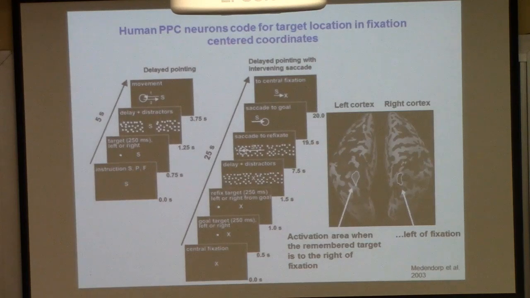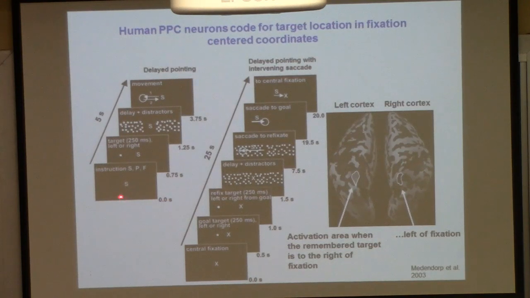This is an fMRI experiment. And the reason why I want to show it to you is because even with fMRI, which is a very coarse measure of neural activity, you can begin to see the influence of the fact that when you're looking straight ahead, a stimulus to the left is going to activate things on the right, and a stimulus to the right is going to activate things to the left. And so when I move my eyes, depending on where the goal is, that's going to change the region of the brain on the left side, on the right side, that's going to become activated.